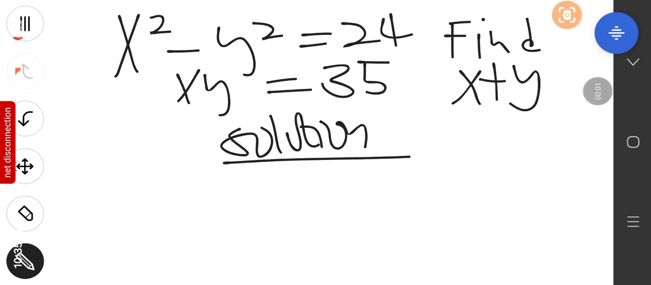Come back to the class. So we have a system of equations problem. Now we have x squared minus y squared equals 24. Let's call this equation 1. And then we have xy equals 35. Let's call this equation 2.